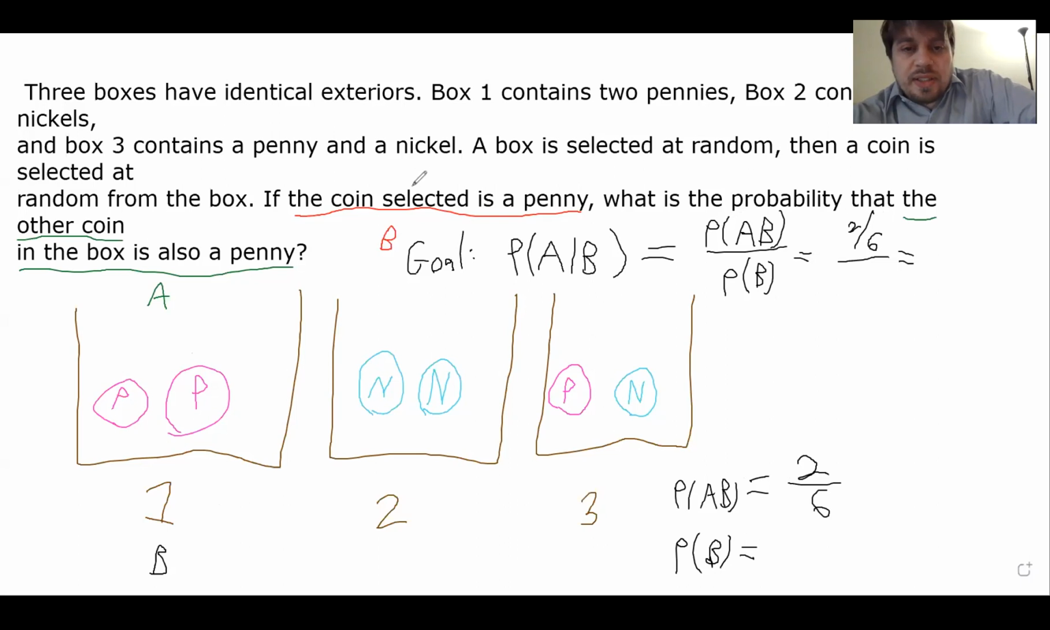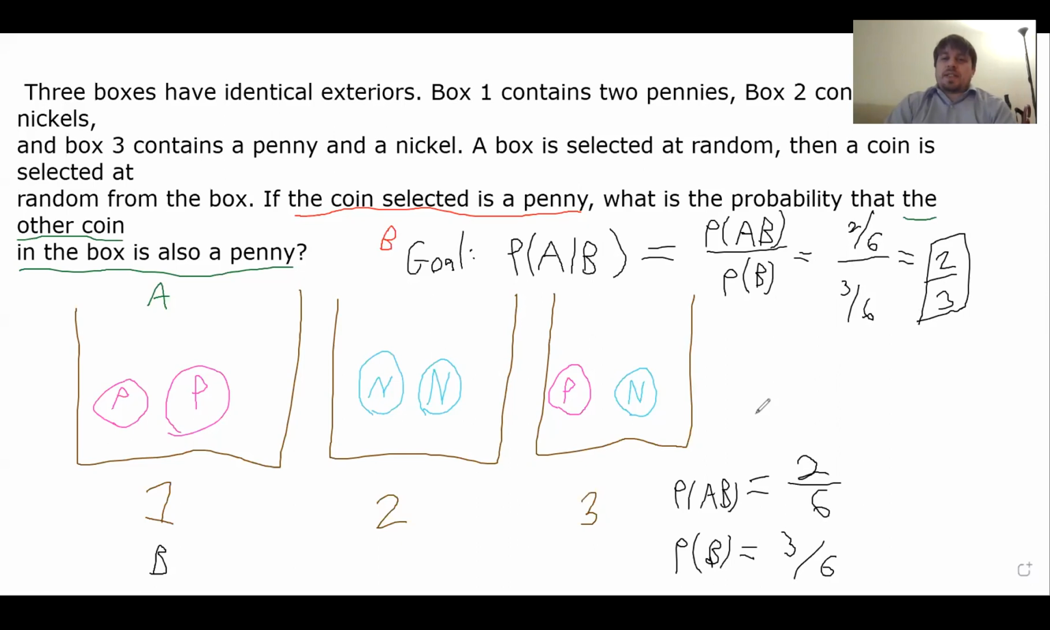Okay. P of B is the event that the coin is a penny, right? So you actually have 3 choices of penny, 1, 2, 3, out of the total 6 coins that you could choose from. So you have 3 over 6. So that's 2/6 over 3/6, and this is equal to 2/3. There we go. Okay. Does that make sense? Okay. There you go. Good.